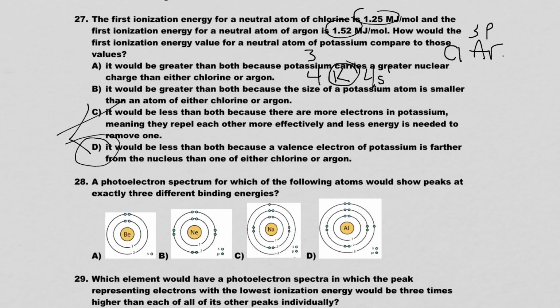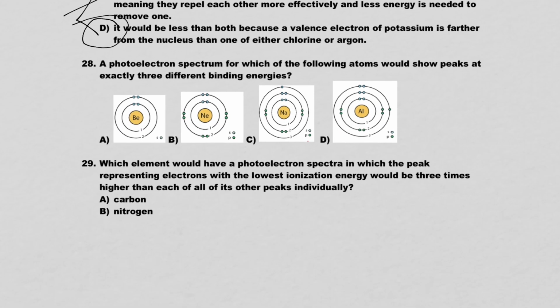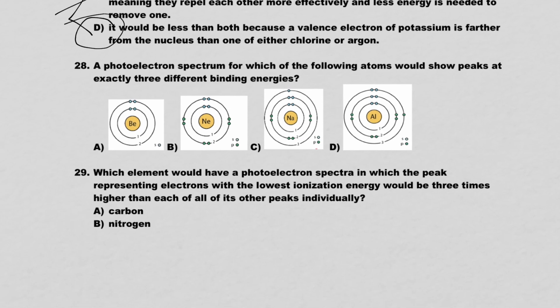Again, some of these can be tough. You just have to take your time and read through them. All right, 28. Photoelectron spectrum for which of the following atoms would show peaks at exactly 3 different binding energies. Remember, every type of orbital has its own peak.